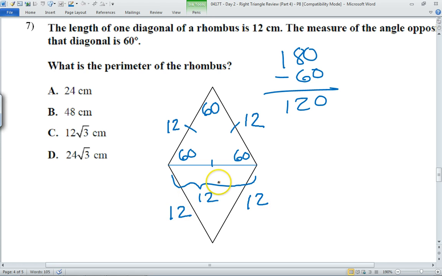So as far as doing the perimeter, I'm going to just add up 12 4 times. 1, 2, 3, 4. 4 times 12 is 48. So that's why the perimeter is 48 centimeters. It's 4 12s. Boom! That's the easiest way to do that problem. Let's move on to number 8.